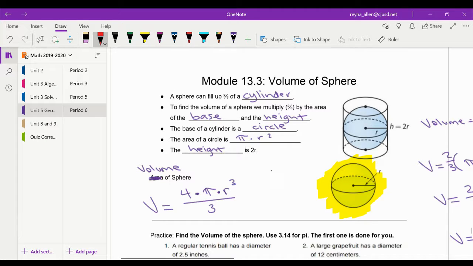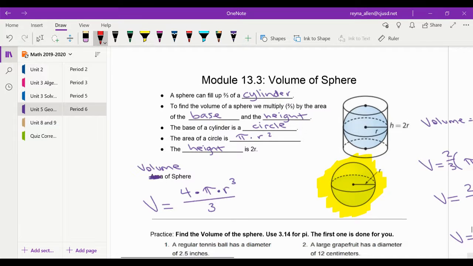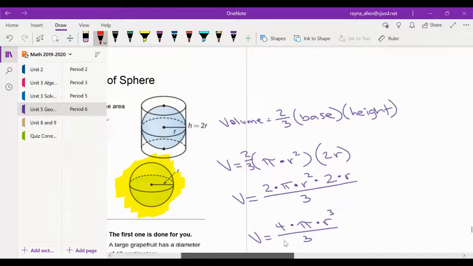So if I were to put that into a formula, my formula would be my volume equals 4 times pi times radius cubed, all divided by 3. And some of you might be like, wait a minute, Miss Allen, why don't you have an h for height? Where did this 4 come from? The 3, I get it because it's 2/3, but like, what are you doing? So for those of you that are interested, I'm going to show you real quick where I got this.